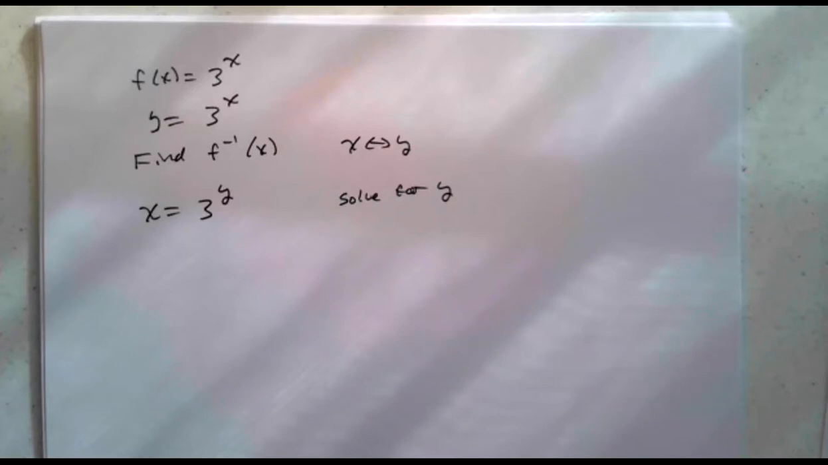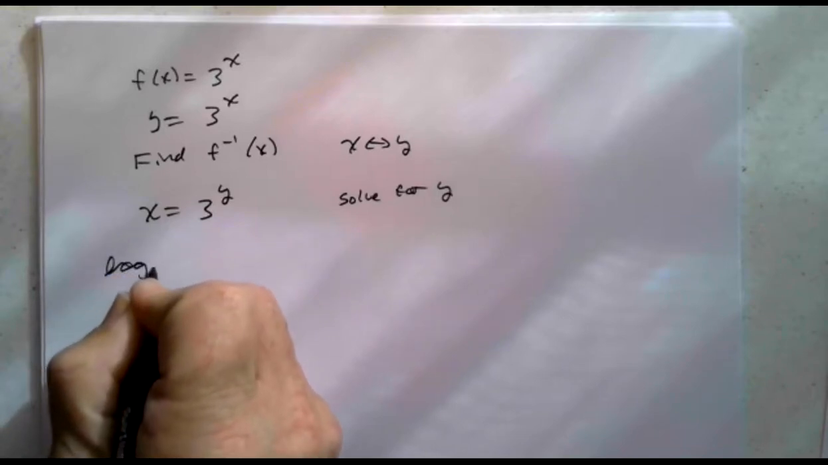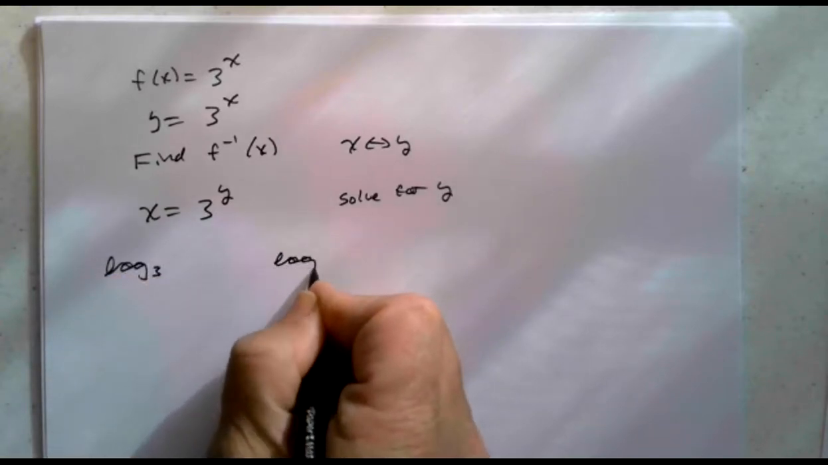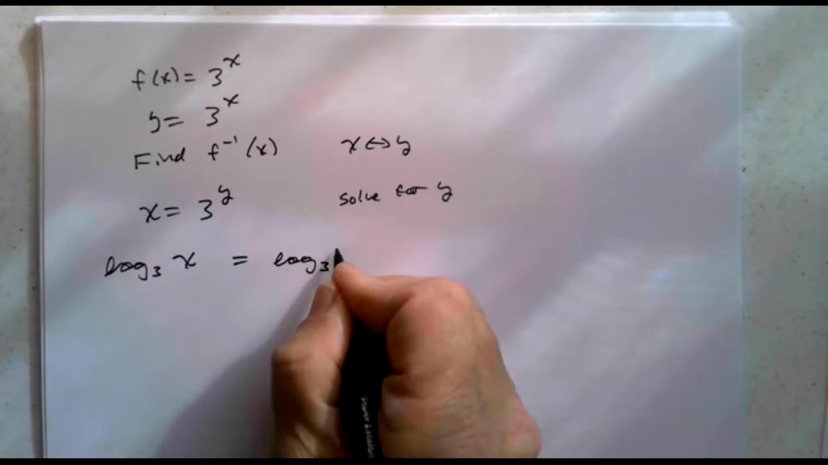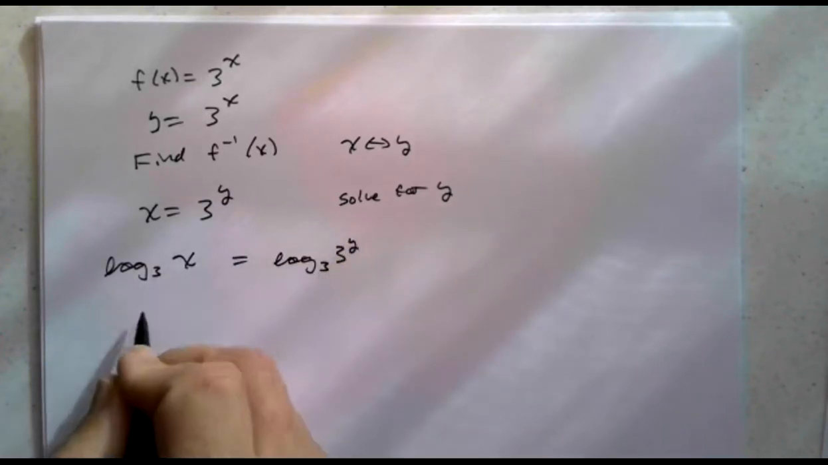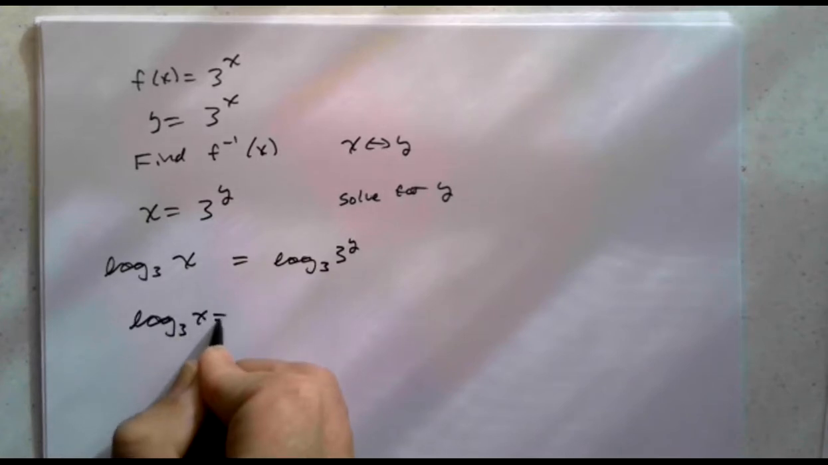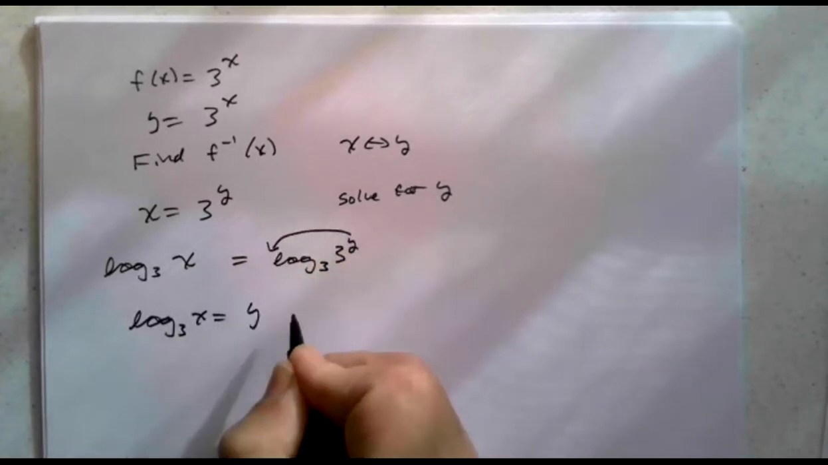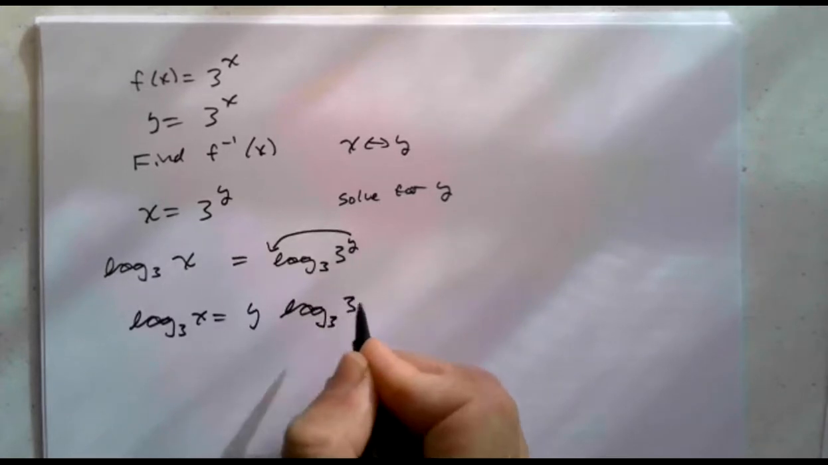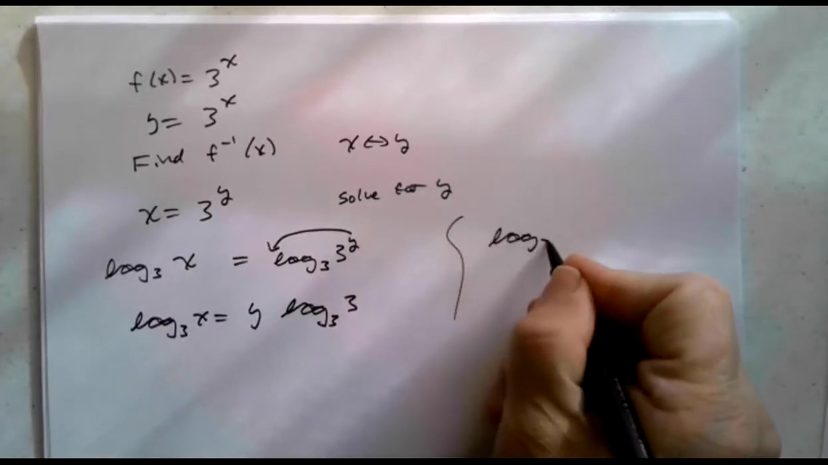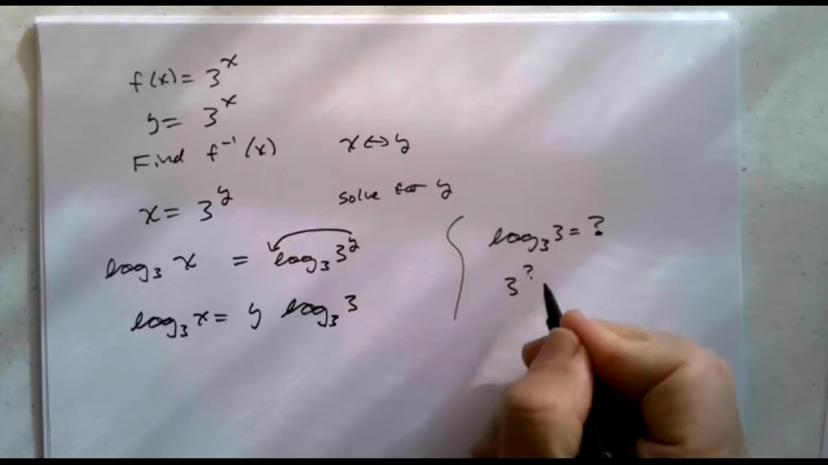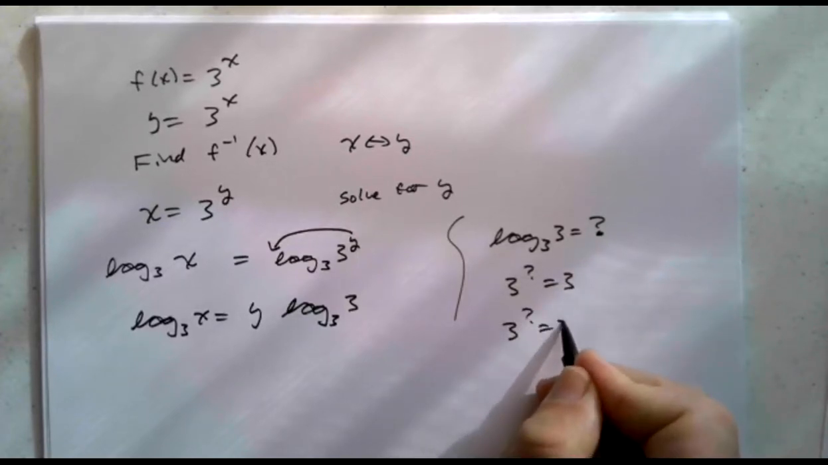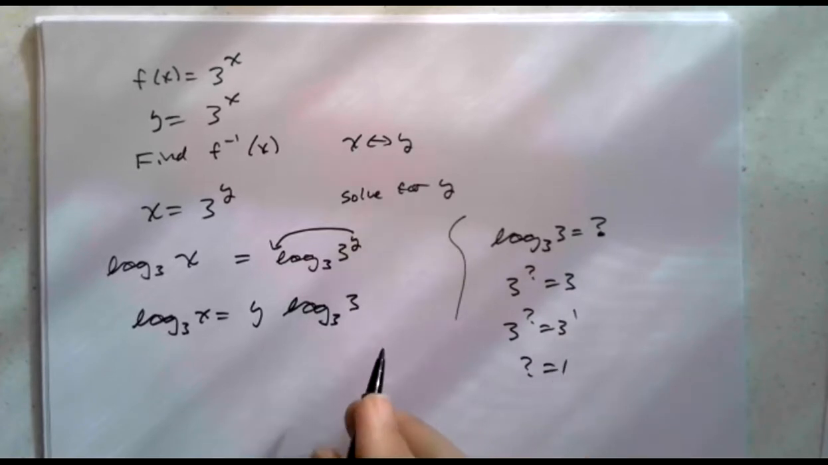Well, what am I going to do? I could take log base 3 of both sides. Or I could take natural log or log base 10 of both sides. But log base 3 has an advantage, as you'll see here shortly. So I get log base 3 of x equals, we can pull the exponent down, y times log base 3 of 3. But what is log base 3 of 3? 3 to what power equals 3? Well, 3 to the first just equals 3, so the power is 1. So log base 3 of 3 is 1.